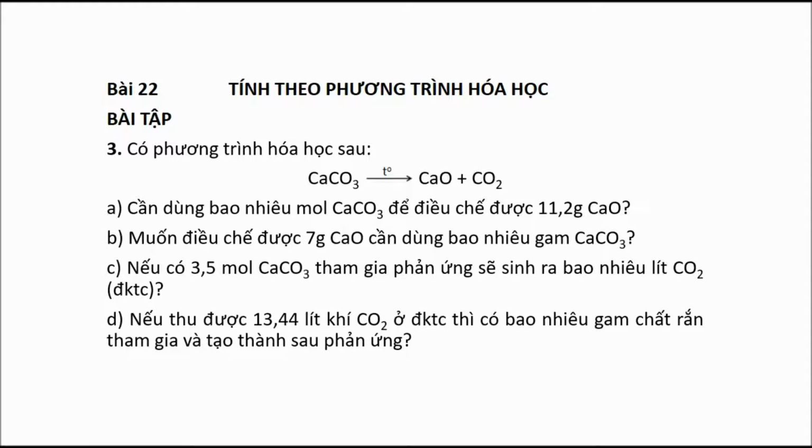3. A chemical equation is as follows: CaCO3, heat, forms CaO plus CO2. A. How many grams of CaCO3 are needed to produce 11.2 grams of CaO? B. How many grams of CaCO3 are needed to produce 7 grams of CaO? C. If 3.5 moles of CaCO3 is used in the reaction, how many liters of CO2 at STP are produced? D. If 13.44 liters of CO2 at STP is obtained, how many grams of the solid have been used and have been produced in the reaction?